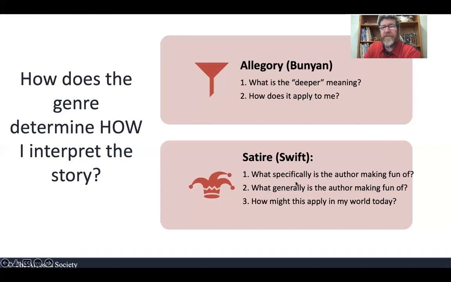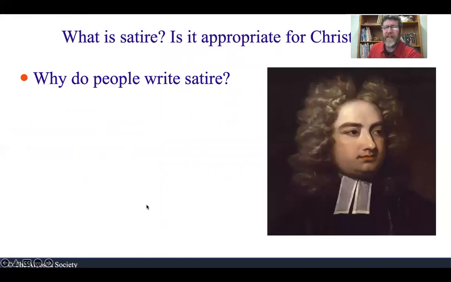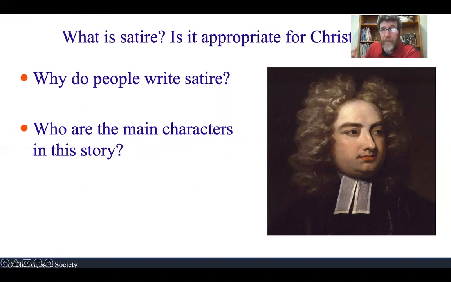So we're going to shift gears from an allegory to a satire. So be thinking about that as we get into the story. We're also going to be answering questions like this. What exactly is satire? Is it an appropriate genre for Christians? That's an important question. Is it okay? I mean, the Bible has a lot to say about this. Is it okay for Christians to make fun of things? And if so, what are the boundaries? What are the limits? What are the parameters? Why do people even write satire in the first place? What makes it an appealing genre?